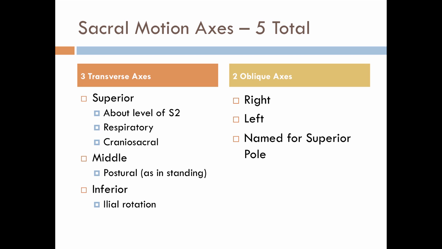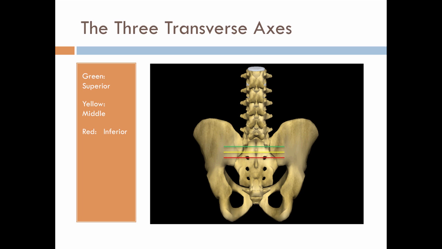And then we'll also look at 2 oblique axes, a right and left. And these are named for the superior pole of the axis. And you'll see some illustrations of this coming up. So this is roughly where we would see the 3 transverse axes.